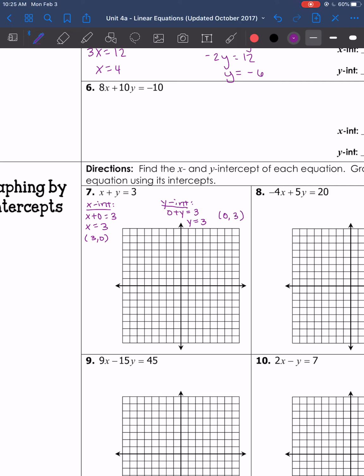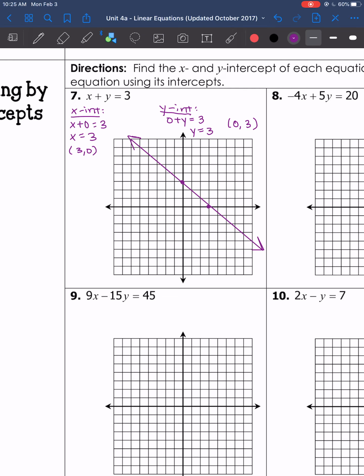All right, so let's graph both of these points. 3, 0 is right there, and 0, 3 is right there. So now that we've graphed them, all we've got to do is connect them and draw a line through them. There you go. You just graphed using the x and y intercepts. All right, let's do one more. Let's do number 9.